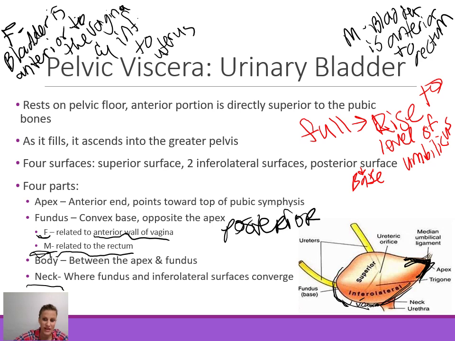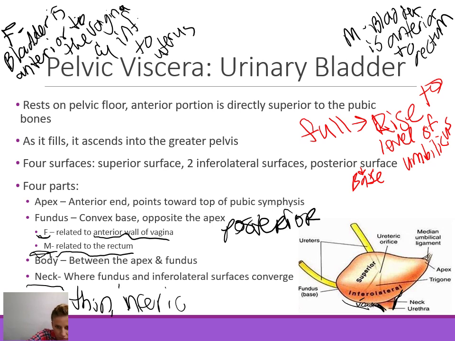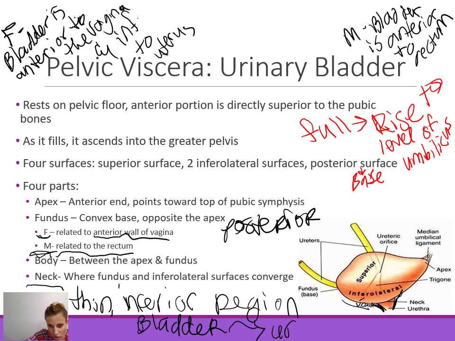A good way to define the neck is this thin inferior region that leads into the urethra. So the neck is a thinner inferior region where the bladder empties into the urethra.